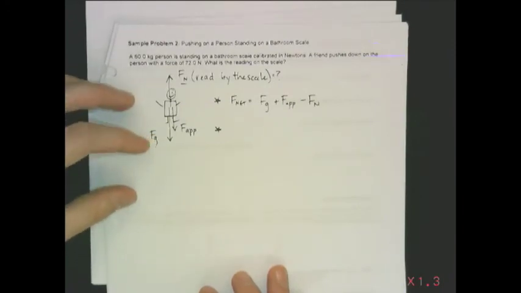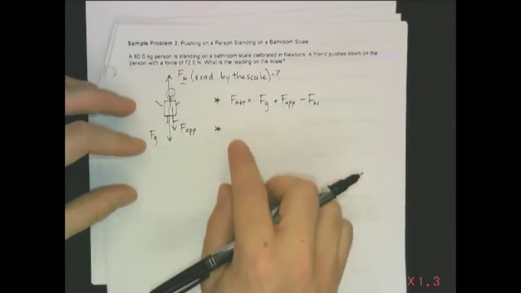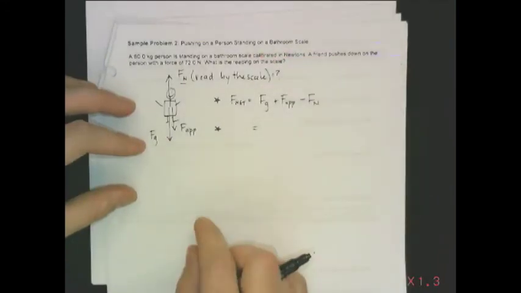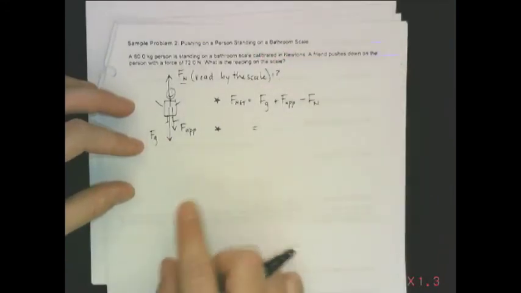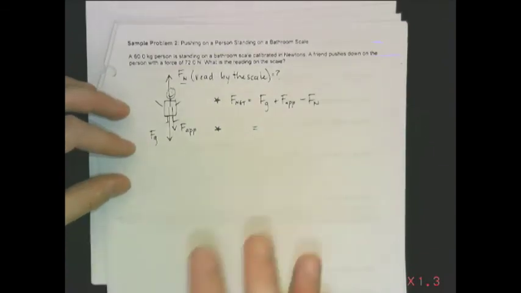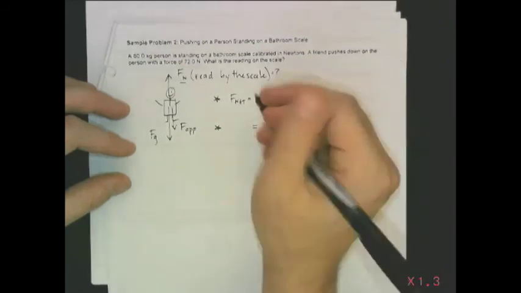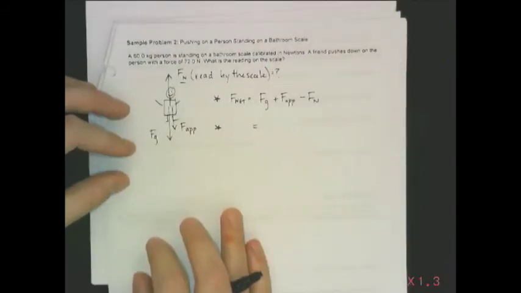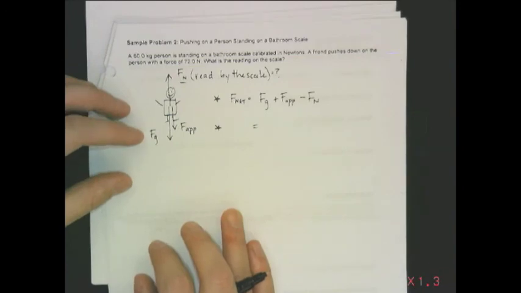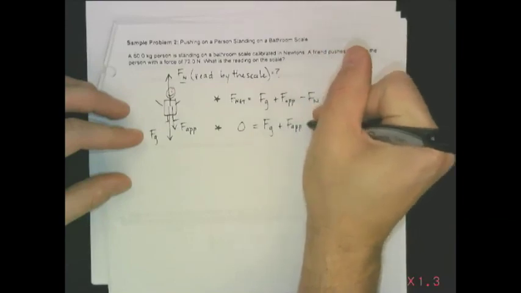Rena, what would you say the next automatic step is? Good. Change F net into ma. But this question is different from ones that we've done. And it's different because this object is not accelerating. This object is at rest. Your buddy's pushing down on you while you're standing on a scale, but you're ultimately at rest. If you're at rest, what do you put in for net force? We don't put ma. We replace net force, but not with ma. If your acceleration is 0, what would you put in? 0. So 0 equals gravity plus force applied minus normal force.